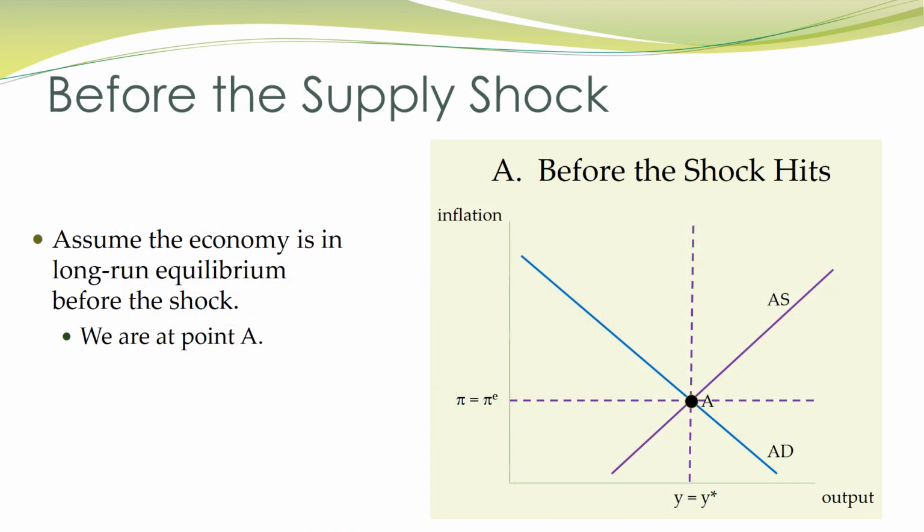Let's now use the ADAS model to analyze a supply-driven recession. Once again, we begin with the economy in the long-run equilibrium. The AD and AS curves intersect at point A, which is also where the expected inflation line intersects the potential output line. Thus, inflation and expected inflation are equal, and the output gap is 0.